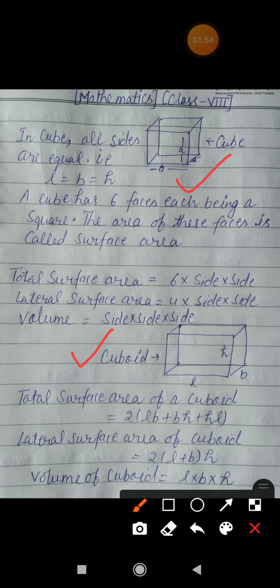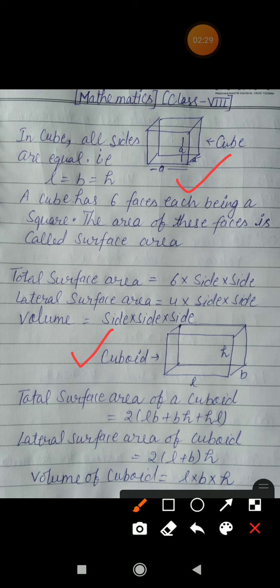Let me repeat these things in a single line. A cube is a shape made with the help of squares, and a cuboid is a shape made with the help of rectangles. In a rectangle, length, breadth and height are different, but in a cube, length, breadth and height are the same.